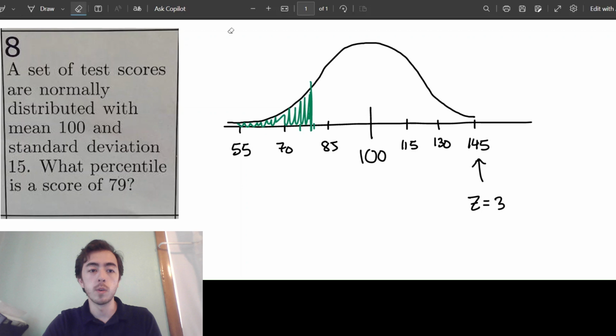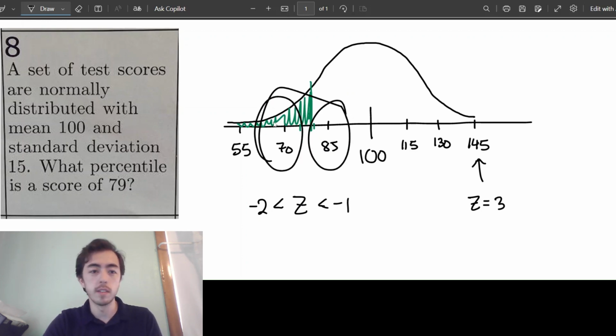So our z-score on the left is going to be negative because we're counting backwards down the scores, and it's going to be somewhere between -1 and -2. So I'll say that it is less than -1 and greater than -2. Because this score right here would have a z-score of -1, and then the 70 would have a z-score of -2.